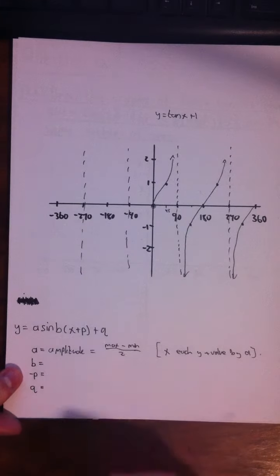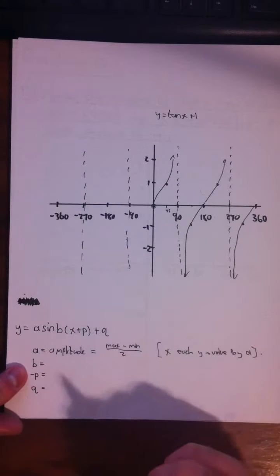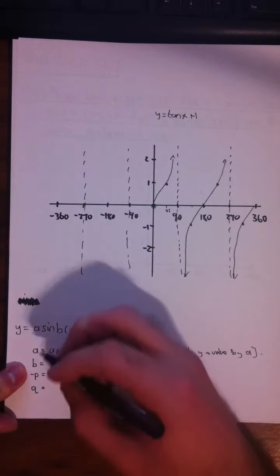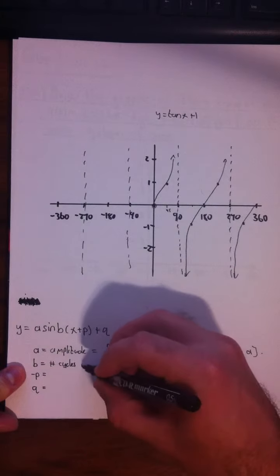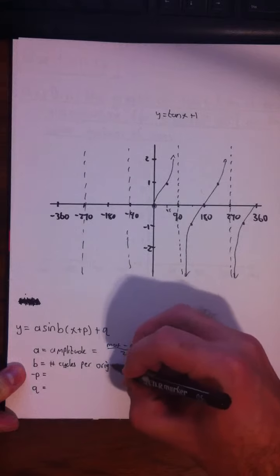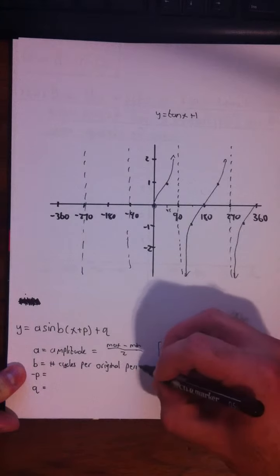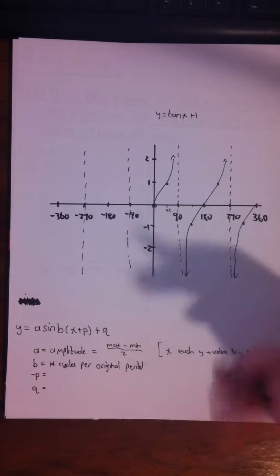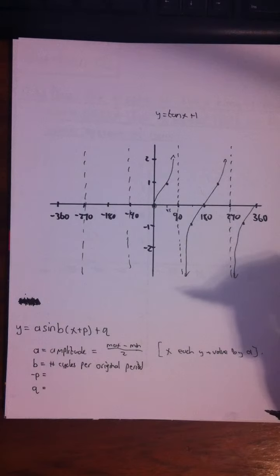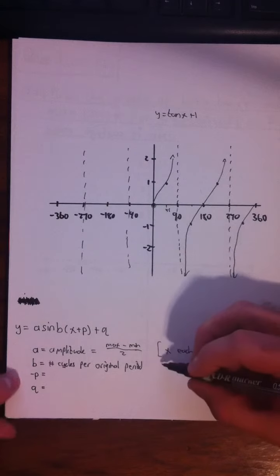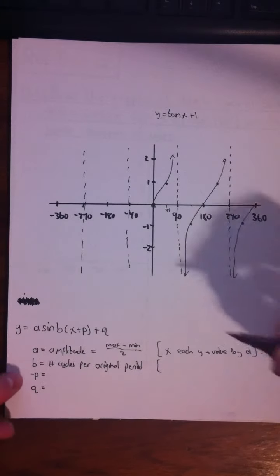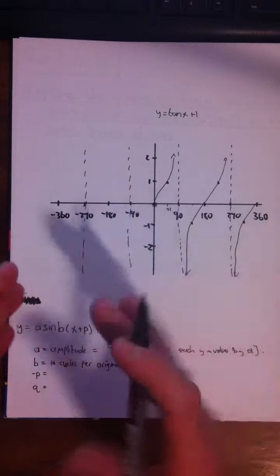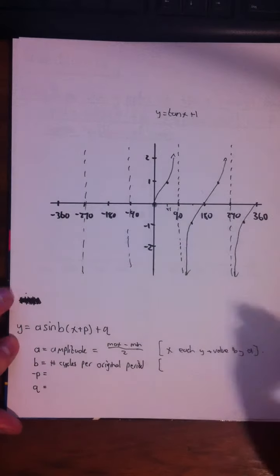The b value here tells you the number of full cycles per its original period. So b is the number of cycles per original period. Now the original period of a sine and a cosine function is 360 degrees, and for tan it's 180 degrees. Remember that not all of them are the same. Now how does this relate to shifting the points? Well, this relates to the periods, that's related to the x-axis values, the x values.